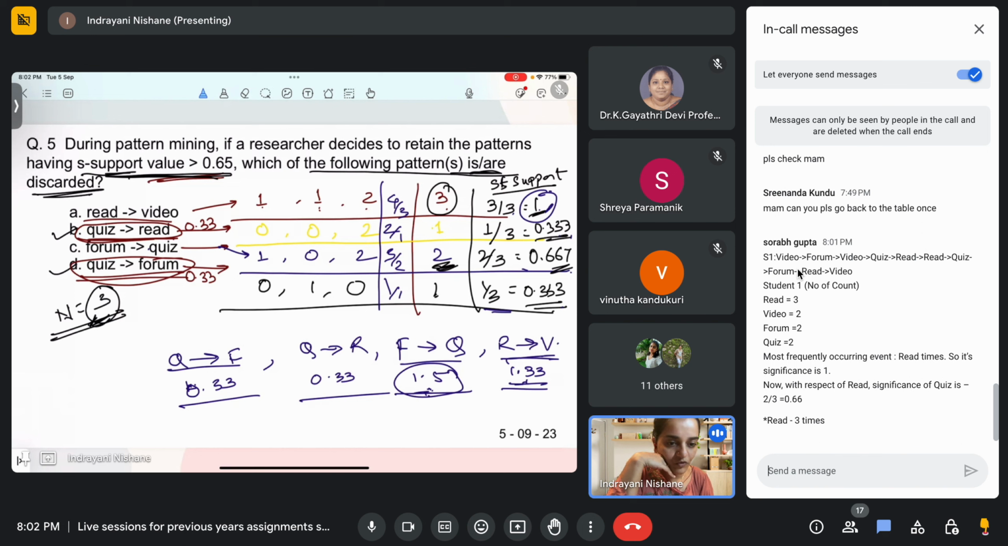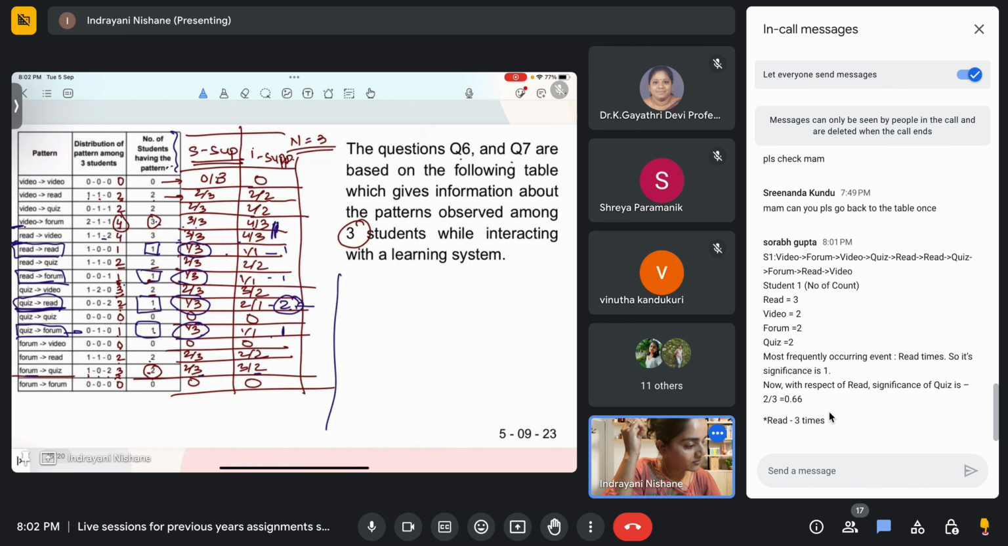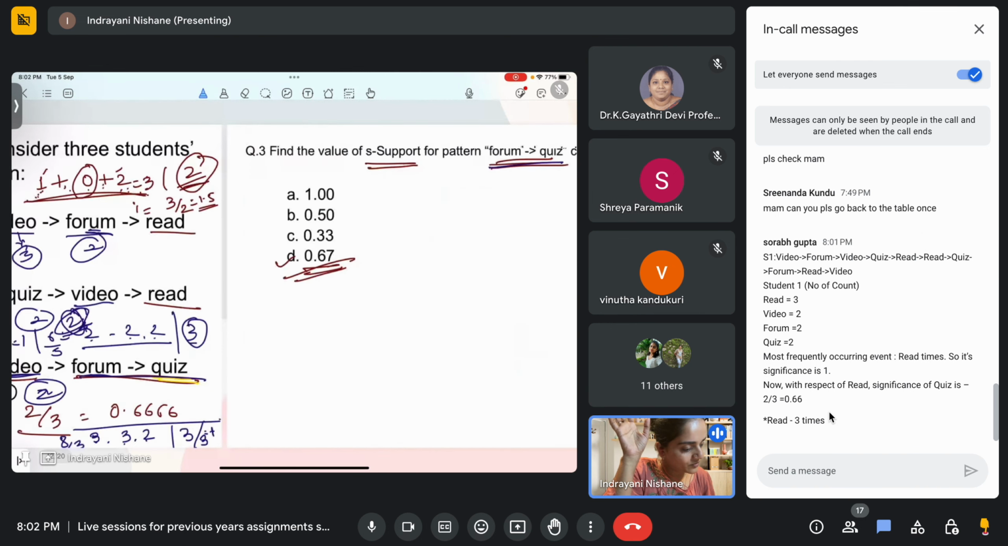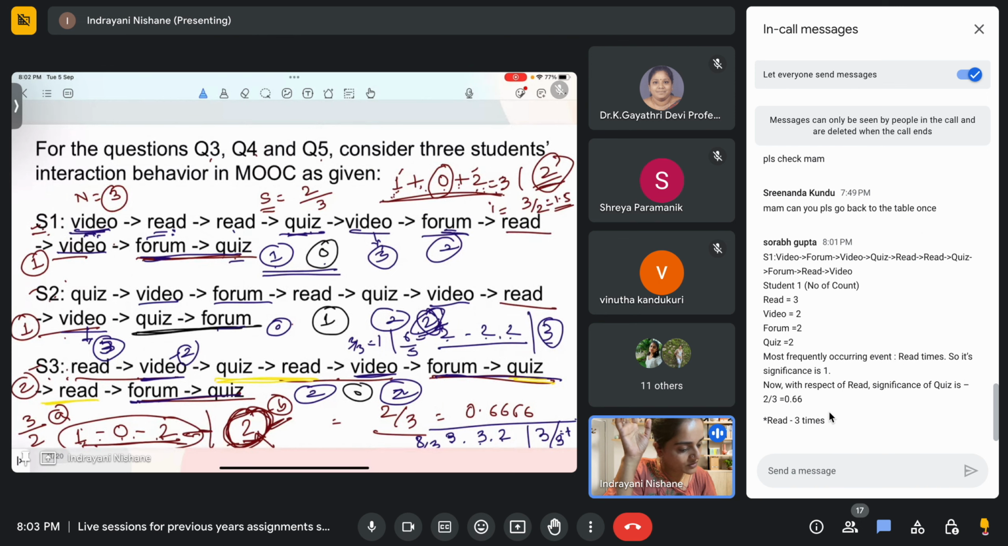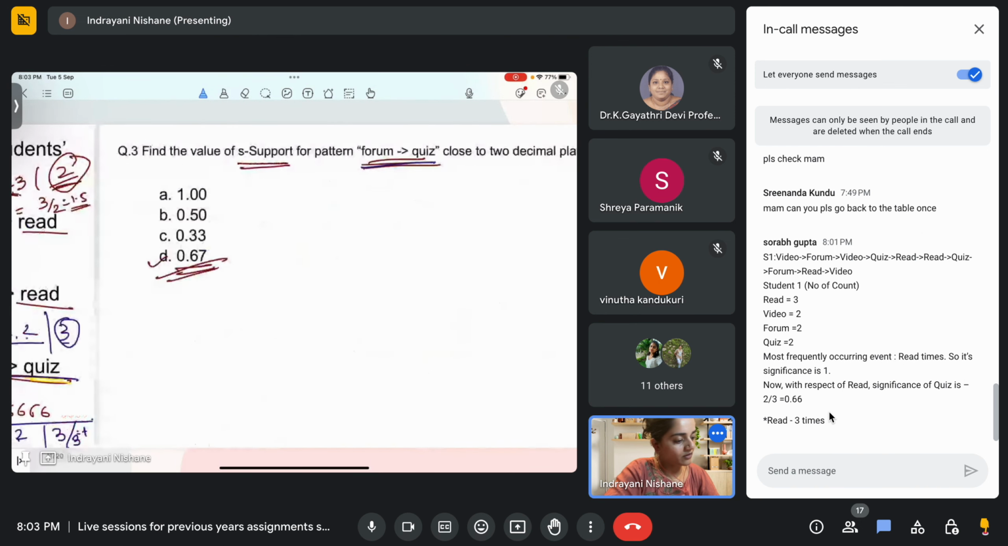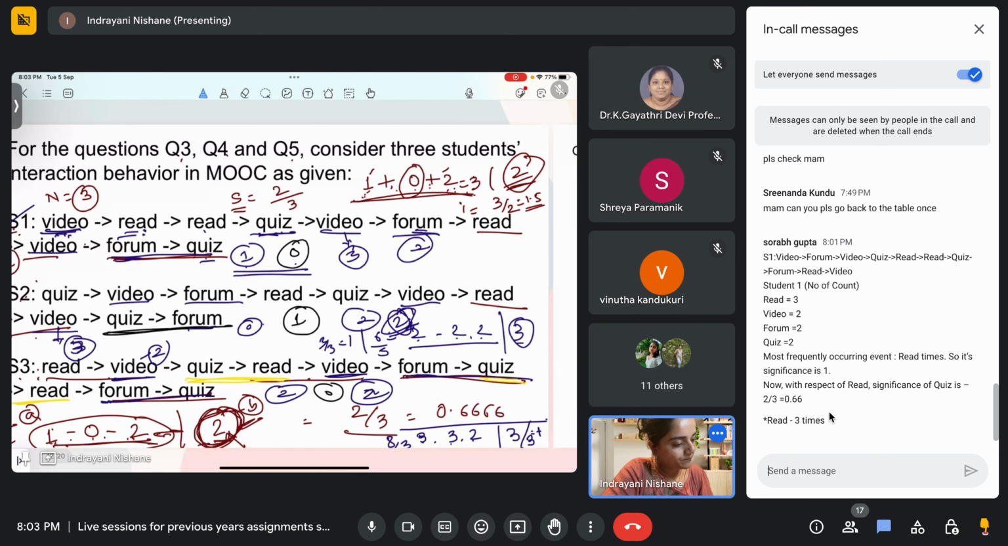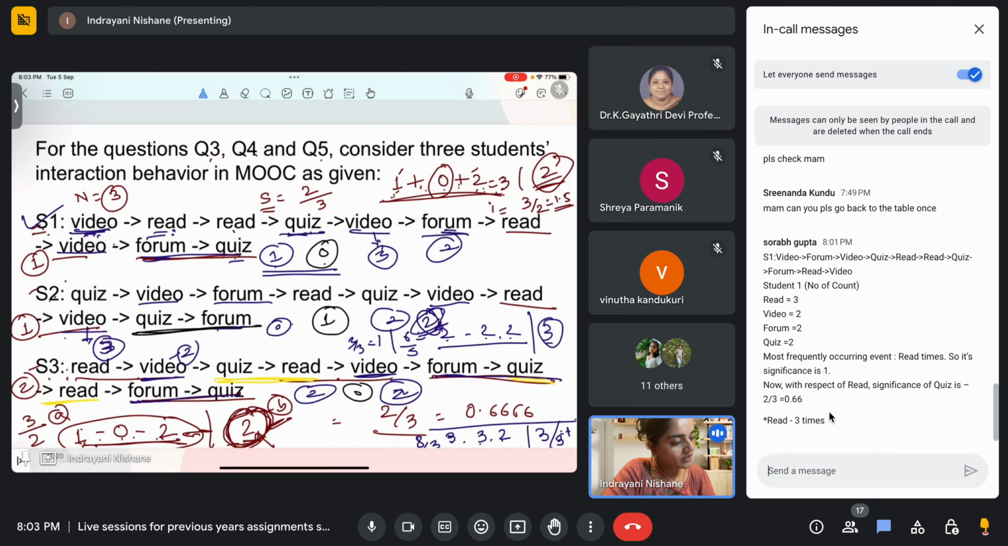Yeah, Saurabh, whatever explanation you said is right. Instead of considering these nodes, I should have considered a single example of just one student and given it to you. So what I will do now is consider just one example, or we can copy from this, video read quiz. Yeah, let us copy S1, video read quiz.